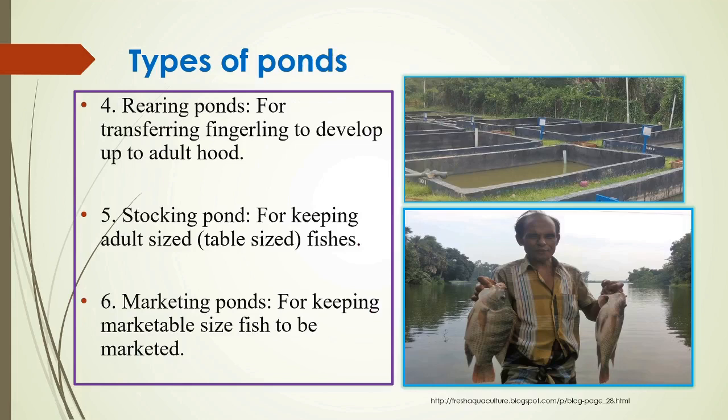The fourth type of ponds are rearing ponds. These ponds are used for transferring the fingerling to develop into adult fish.